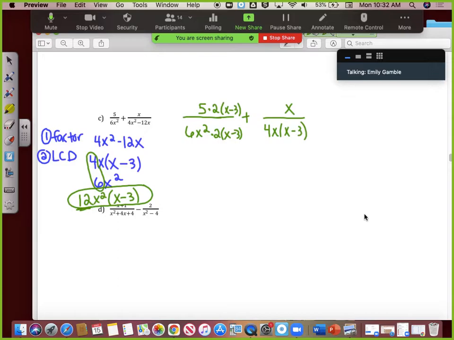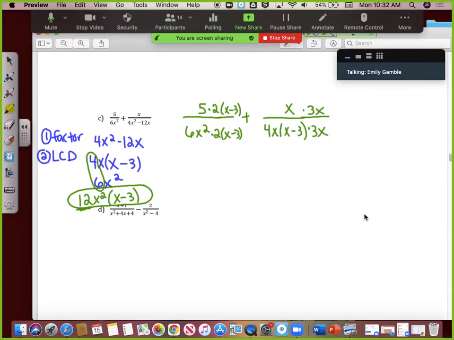And then for the other one, I have to fill in the missing parts so that it will equal 12x squared times x minus 3. Right now, looking at just the number, we have a 4, and I need to turn it into 12, so I need to multiply everything by 3. I only have one x here, so I have to multiply everything by an x. And I already have the x minus 3, so I'm good.